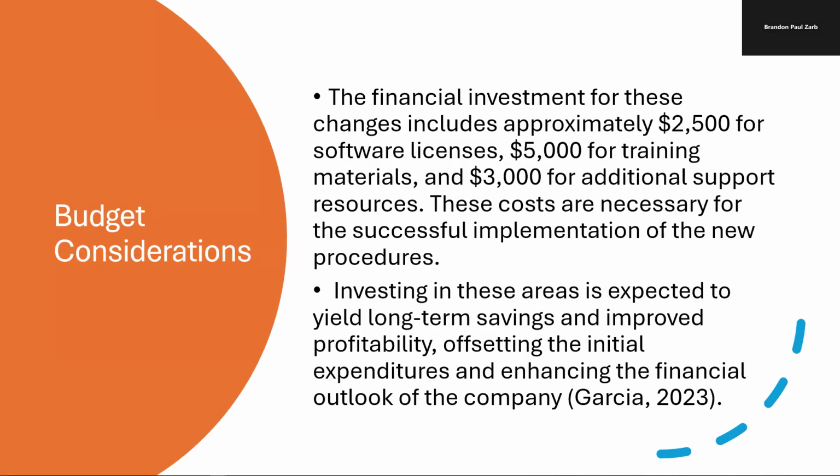Budget considerations. Financial investment for these changes includes approximately $2,500 for a subscription fee for software licenses, $5,000 for training materials, and $3,000 for additional support resources. That includes my consulting fee. These costs are necessary for the successful implementation of the new procedures. Investing in these areas is expected to yield long-term savings and improved profitability, offsetting the initial expenditures and enhancing the financial outlook of the company.